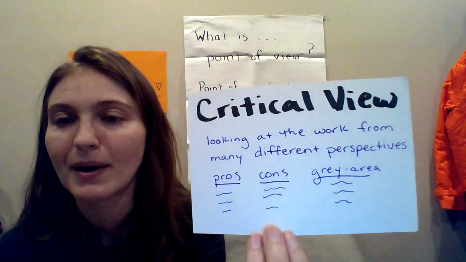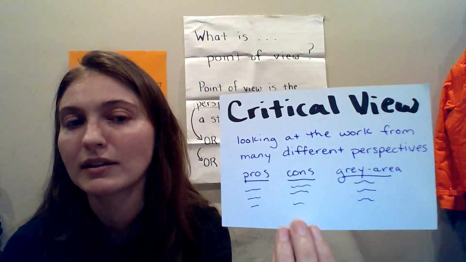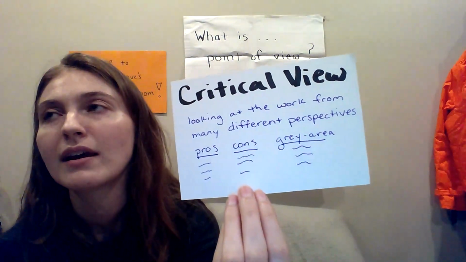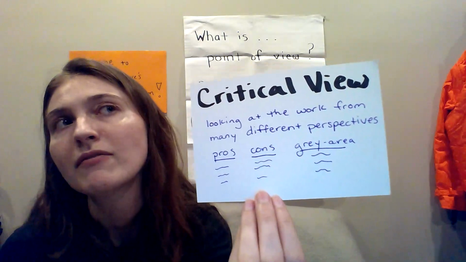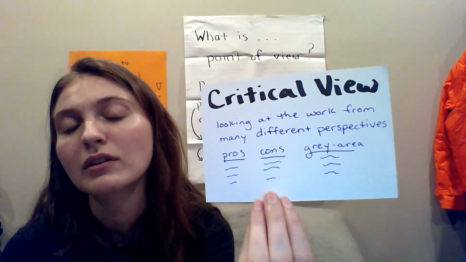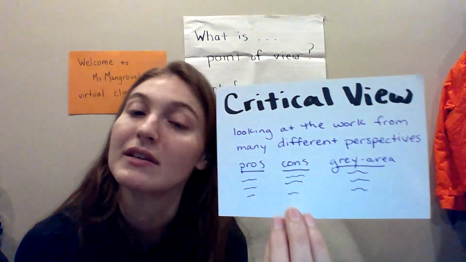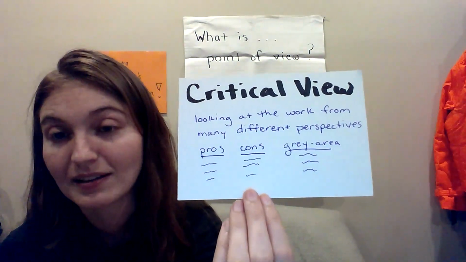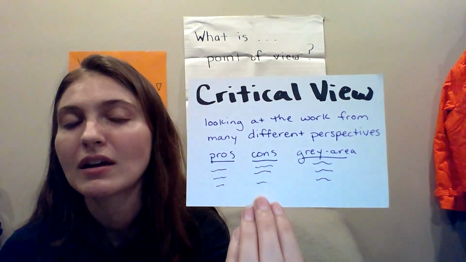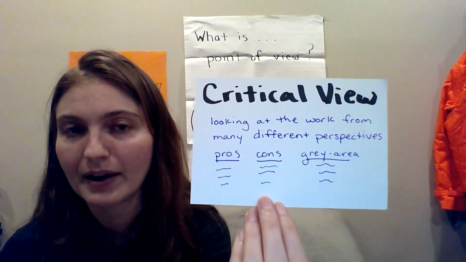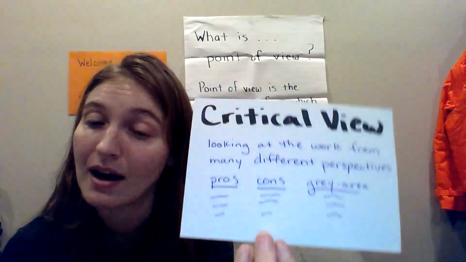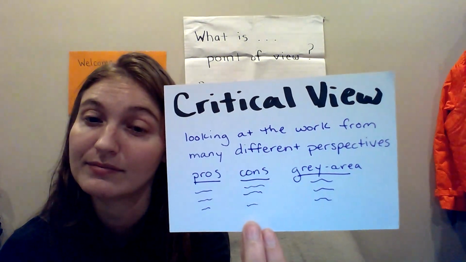A critical way is looking at the world from many different perspectives. So it's not just a pro and con list, but it's also the gray area in between. It's what if I were to look at it from this direction? Maybe I put the story upside down in some sense. What I want you to think about is a critical view of the story by looking at it from many different points of view, and maybe not the most obvious one.